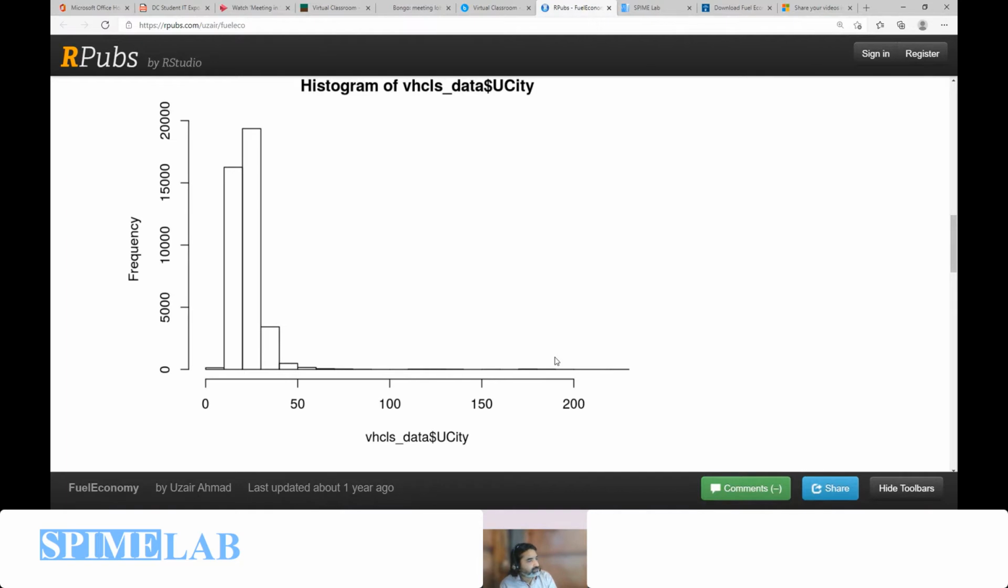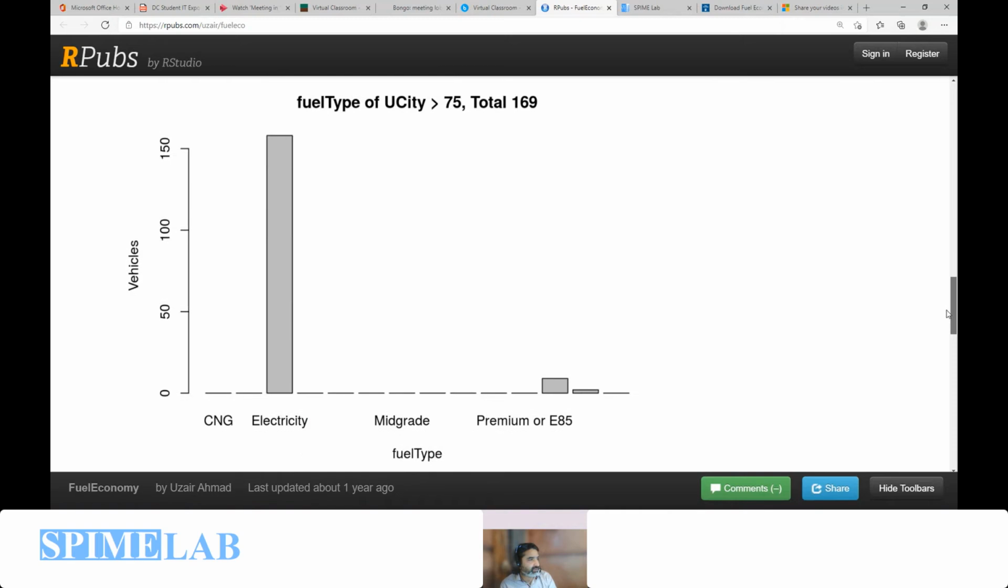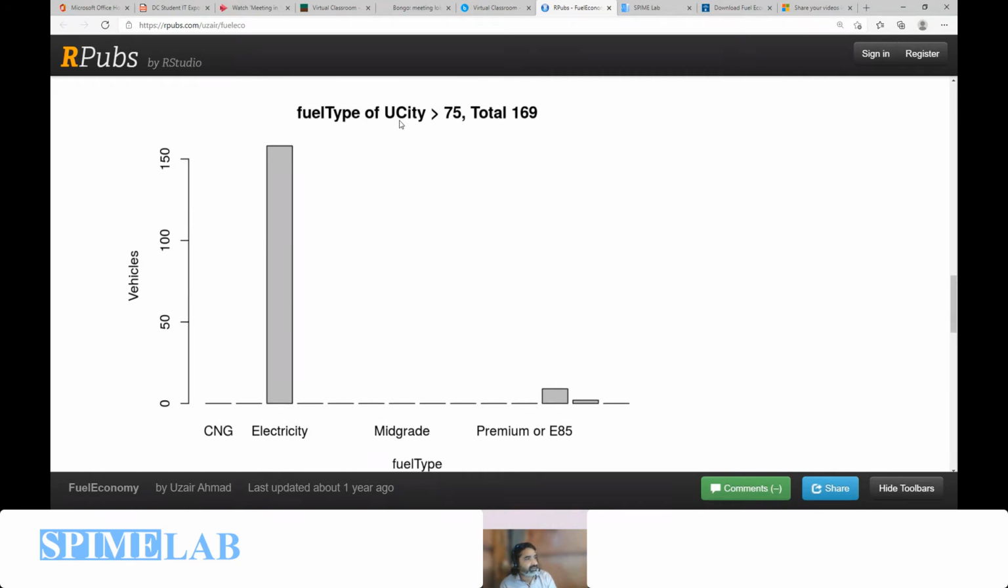Now, even though these are minority cases, very few cars are doing this good, they are showing some interesting and remarkable trend in the industry. So we should look at them by zooming into the data. How do we do that? We subset. We look at only the cars where uCity is greater than 75. So we see that a total of 169 cars are doing more than 75 miles per gallon.